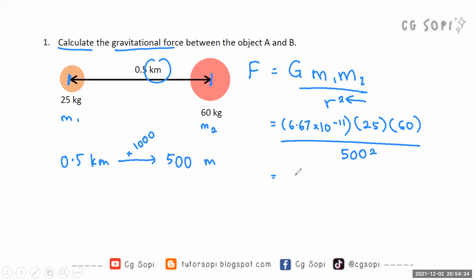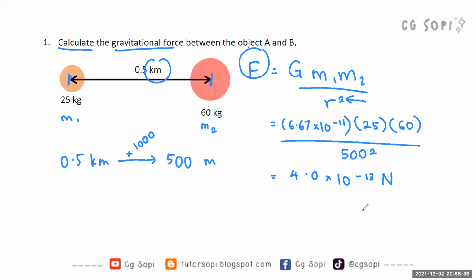I'm also going to calculate right now. You can calculate together. 6.67 exponent negative 11 times 25 times 60, you divide by 500 squared. So you are going to get 4.0 times 10 to the power of negative 13. Don't forget the unit for force is always Newton. So this is how you calculate gravitational force. Make sure you get all the information with the correct unit, the correct value, and after you are able to find all of the information, then you can use the formula.